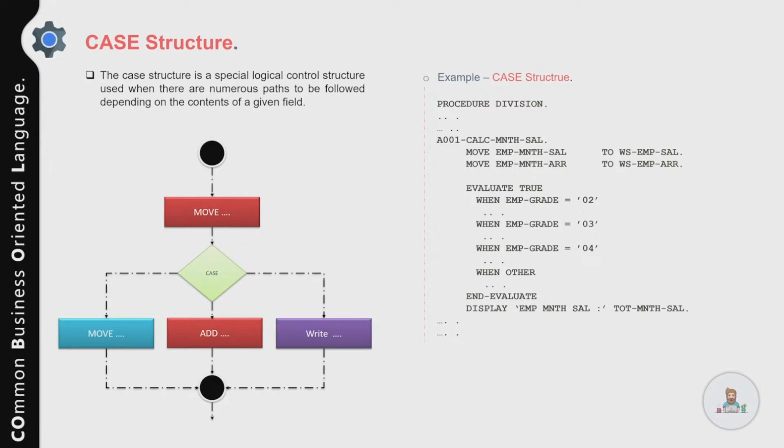And how can you implement that in COBOL? So for that, you generally use the evaluate statement. So in the following example, if you notice, we have a paragraph called A001-CALC-MONTH-SALARY. So in this case, we have used the evaluate statement that says EVALUATE TRUE, followed by a couple of WHEN statements, and these WHEN statements are used to specify the possible values for this particular field. And based on these particular values, the statements will be executed.